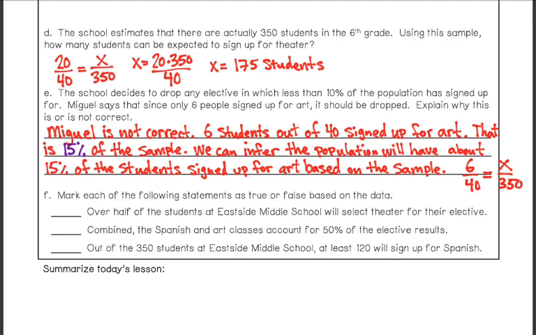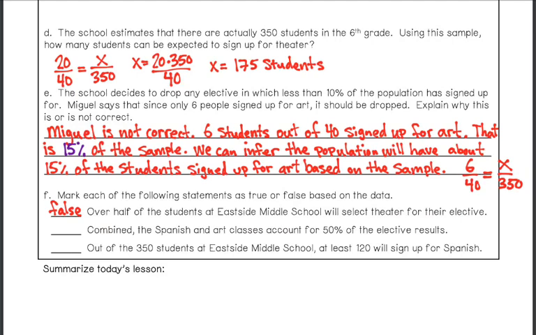All right, the last part here, whether they're true or false, we're going to base it off of the data that's here. It says over half of the students at East Side Middle School will select theater as their elective. Well, if I look at the information, that's actually false. It's not going to be over half that will select it. The theater classes were 20 out of 40, and that's exactly half.